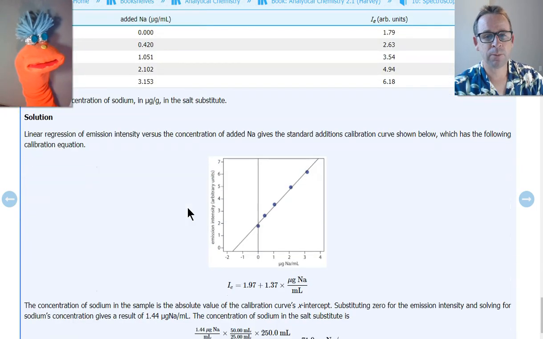And hopefully we might have an opportunity to develop a method and run some samples on the ICP. Maybe not, but we'll see.